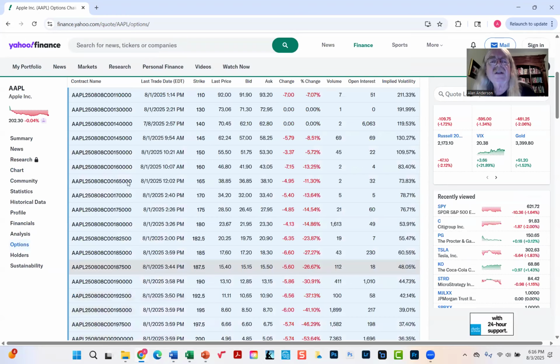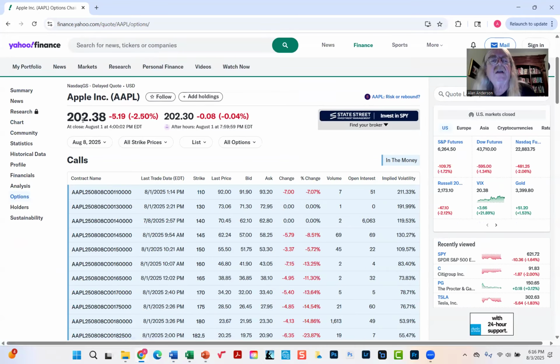The important detail here is the strike price. Now the stock, well, it looks like they're updating this a bit, is around 202. So this first option on the top has a strike price of 110, which means if I own this call option with a strike of 110, I have the right to buy the stock for $110. The stock is 202, but the ask price I would pay for the option is 93.20. Look at that.